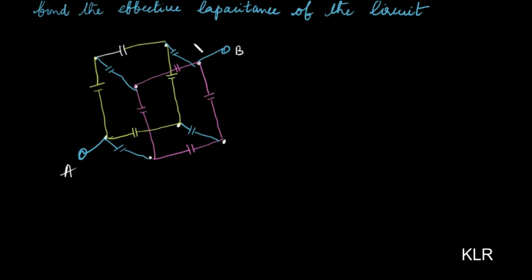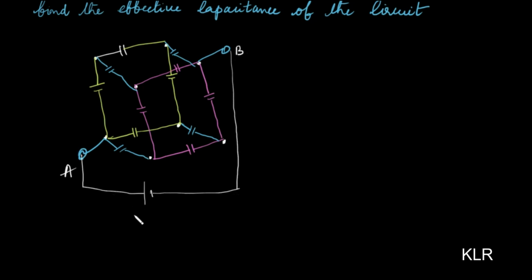Now find the effective capacitance of the next circuit. So the circuit was given like this. Now we have to find the effective capacitance between A and B. Here A, we will connect to the positive terminal of the battery, and B we connect to the negative terminal of the battery.